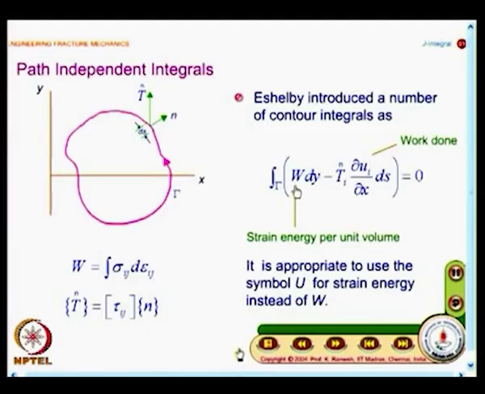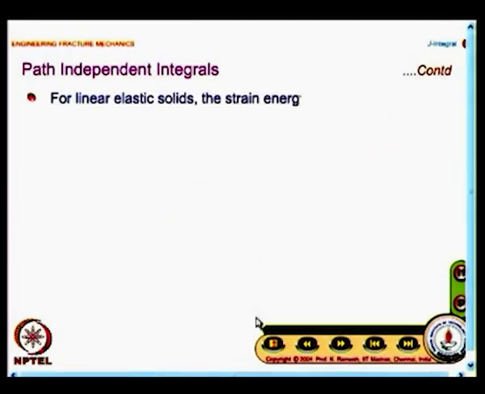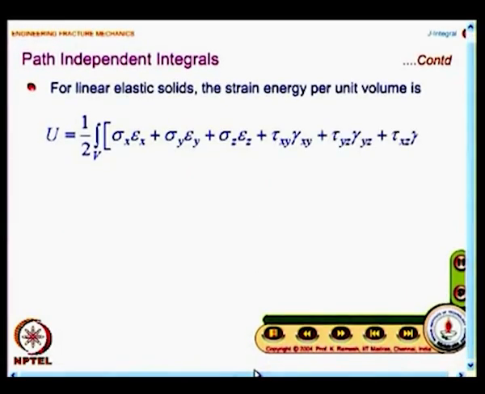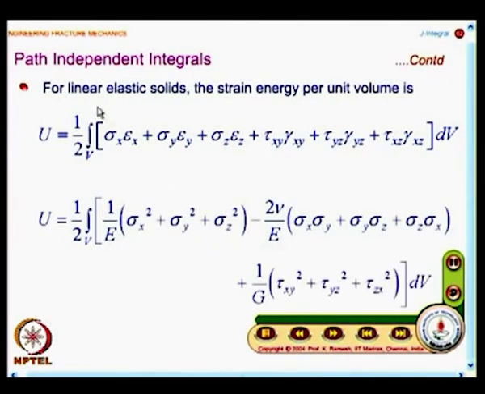As I mentioned, since we are accustomed to looking at strain energy with the symbol capital U, it is mentioned here. As books show it like this, I thought I would show both these types of expressions. And before we proceed further, we just recapitulate. For linear elastic solids, the strain energy per unit volume is expressed as follows. You are essentially getting it for a volume.